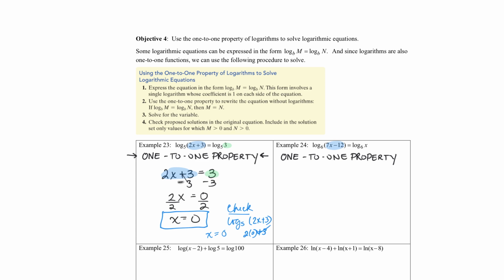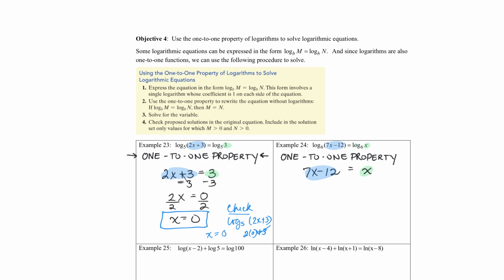So on the left-hand side, I'm going to get 7x minus 12 because that's the argument to the logarithm on the left, right? And this is going to be equal to x, because that is the argument to the logarithm on the right. So basically what we're saying is if log base 6 of 7x minus 12 equals log base 6 of x, then it must be the case that 7x minus 12 equals x because logarithms are one-to-one functions.